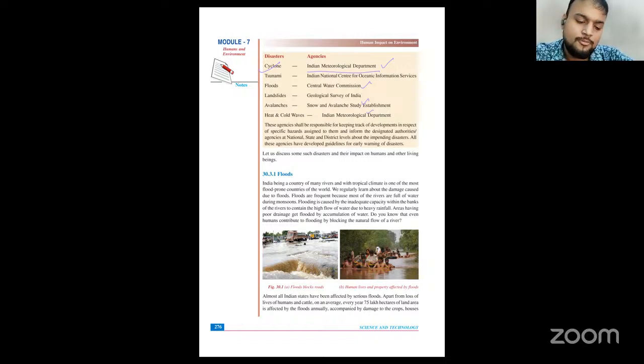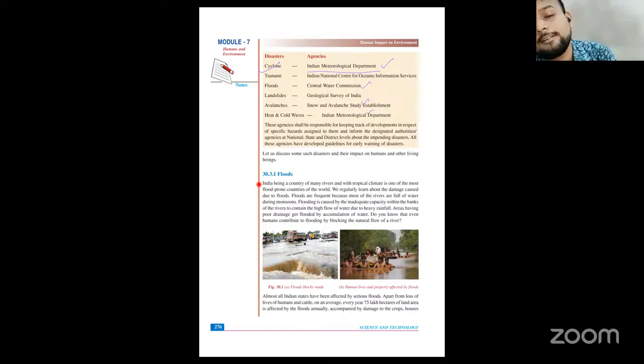Now flood. So Ezekiel, can you read this part? India, being a country of many rivers and a tropical climate, is one of the most flood-prone countries in the world. We regularly learn about the damage caused due to floods. Floods are frequent because most of the rivers are full of water during monsoons. Flooding is caused by the inadequate capacity within the banks of the rivers to contain the high flow of water due to heavy rainfall. Areas having poor drainage get flooded by accumulation of water.